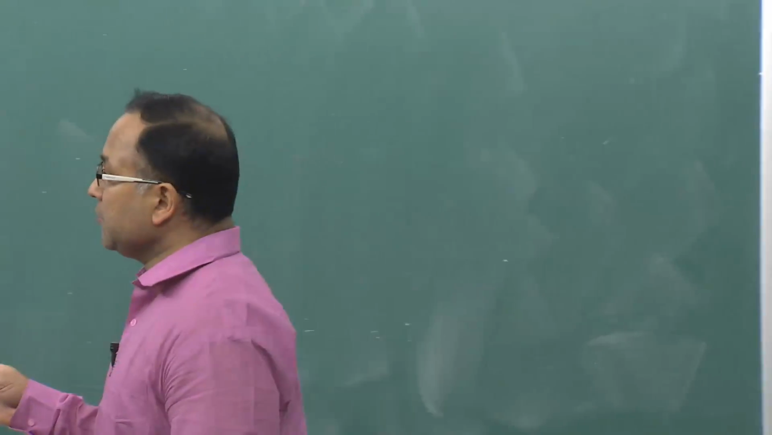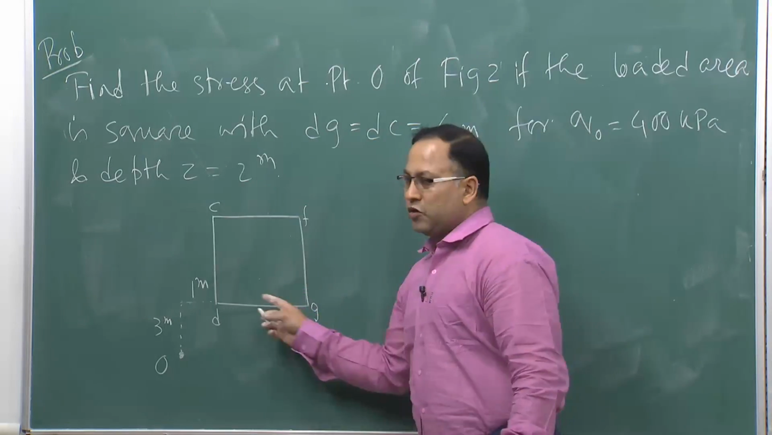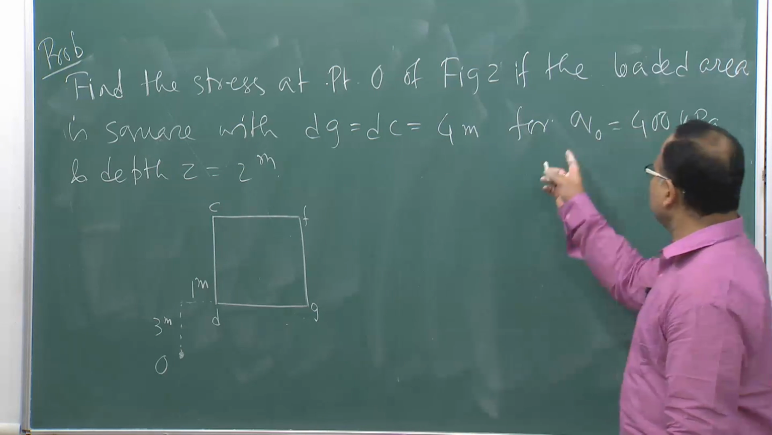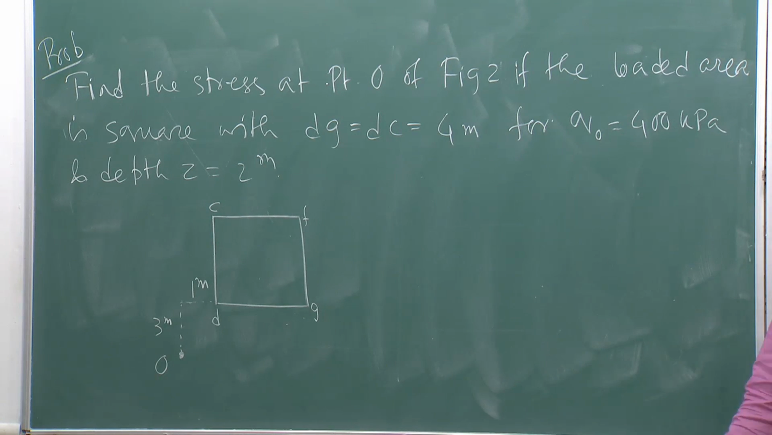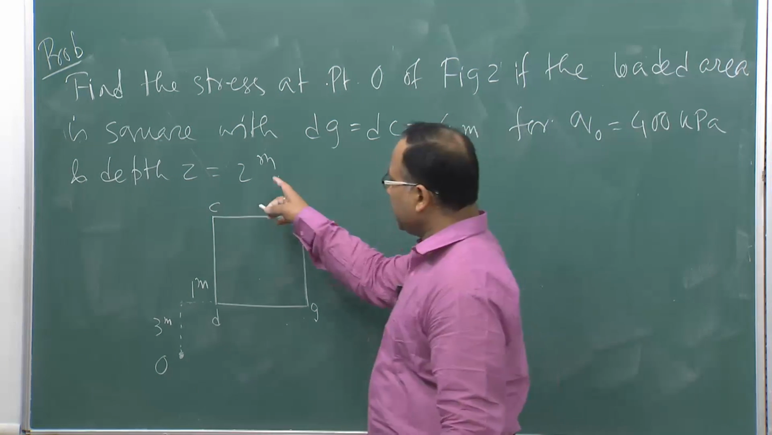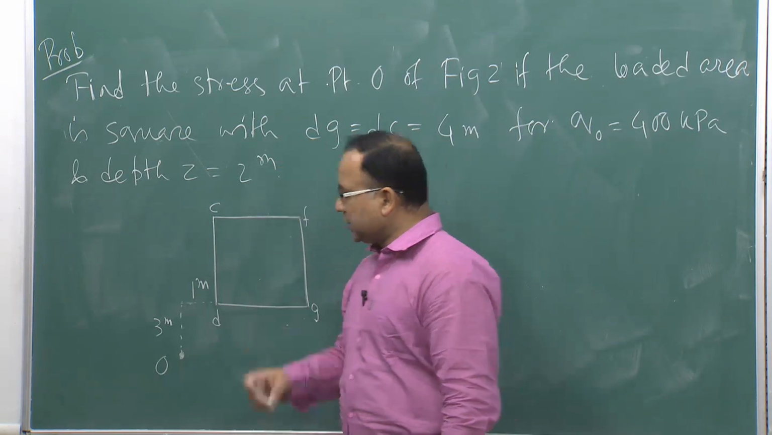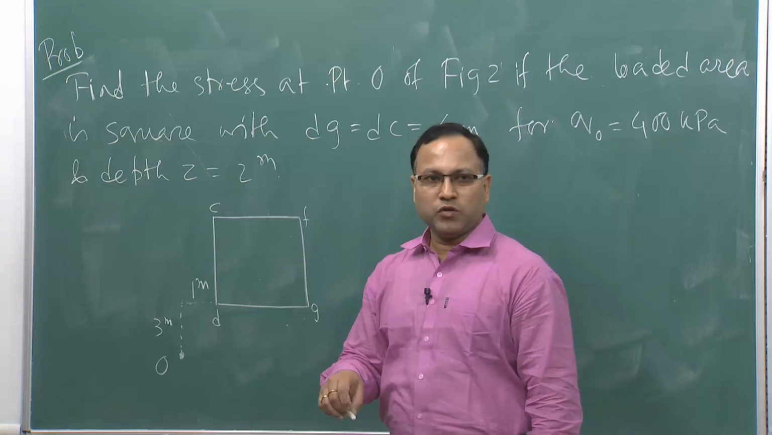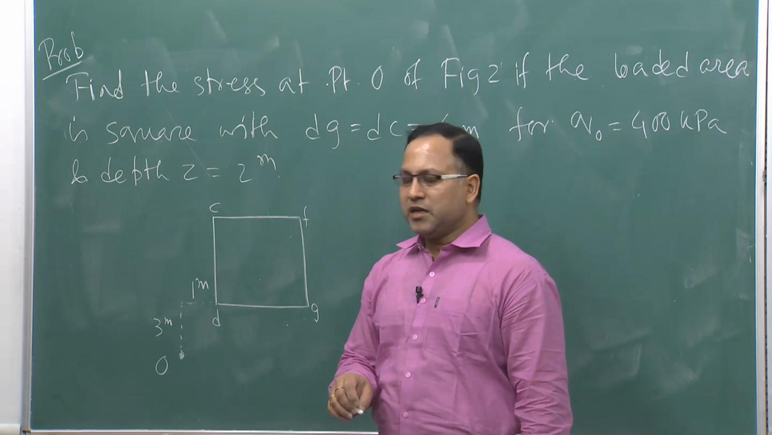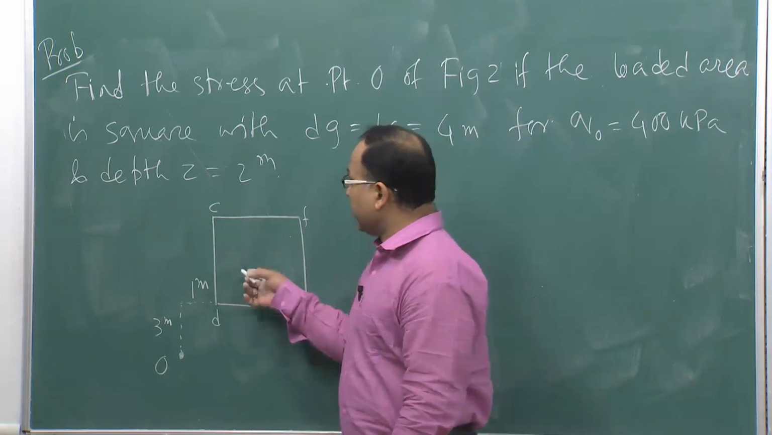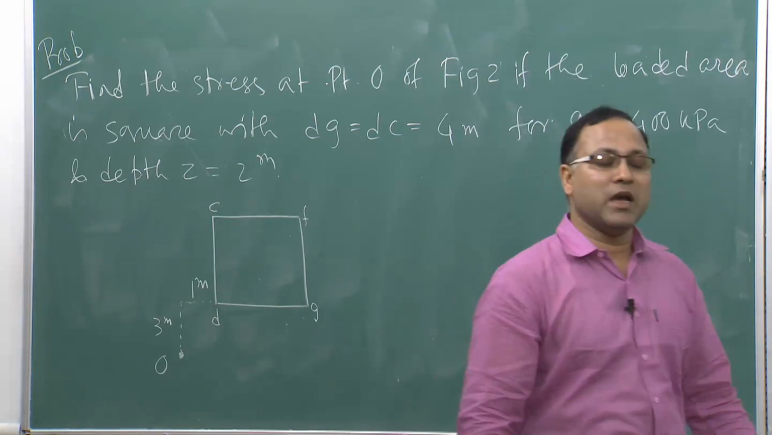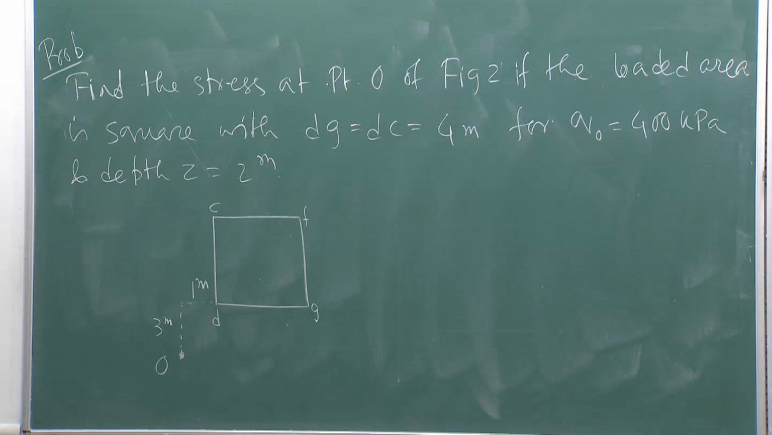The loaded area is CDGF, this is your loaded area, that is 4 meter by 4 meter, on which you are having the pressure 400 kilopascal. Okay. And at depth 2 meter, you need to find out the stress at point O. Just below point O, you consider some depth 2 meter and you find out the stress due to the application of stress on this loaded area, because this point is outside the loaded area. Now how to do that? Okay. So how to do this?